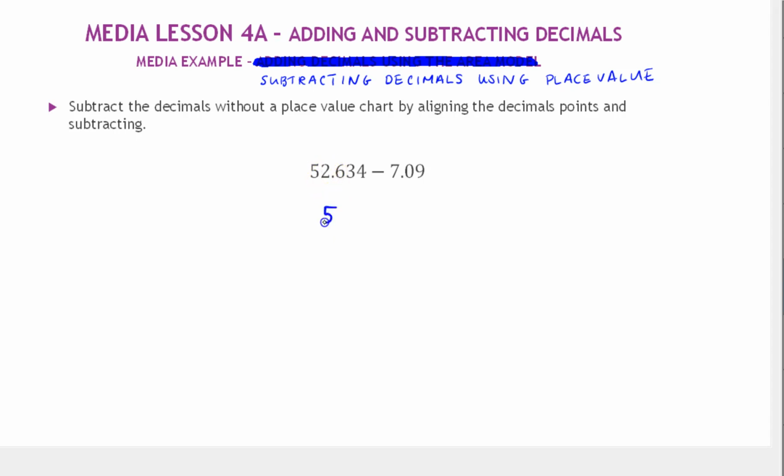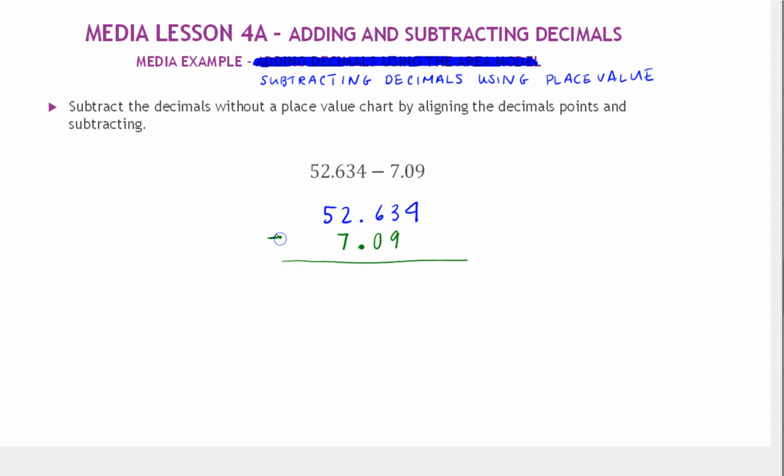So I'm going to write the first number, 52.634. And I try to leave a little bit of space so I'm sure that I could line up the second numbers correctly. Now this is minus 7.09. So the 7 is in the ones place. There's my decimal. And I'm being careful to line up the 0 in the tenths and the 9 in the hundredths.